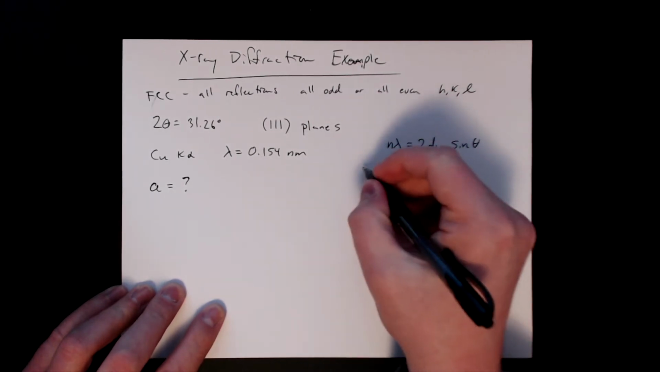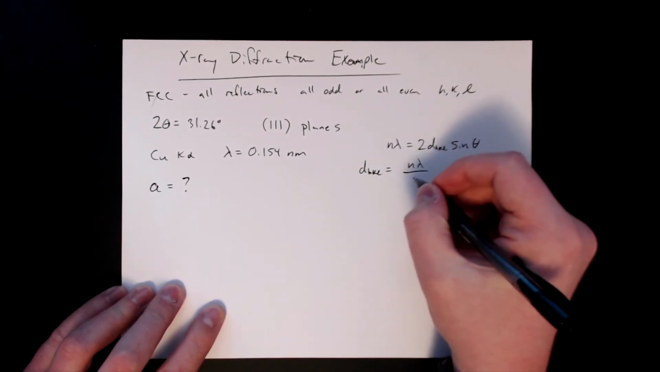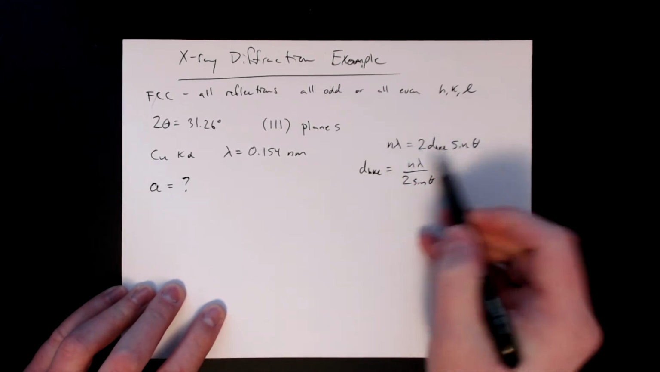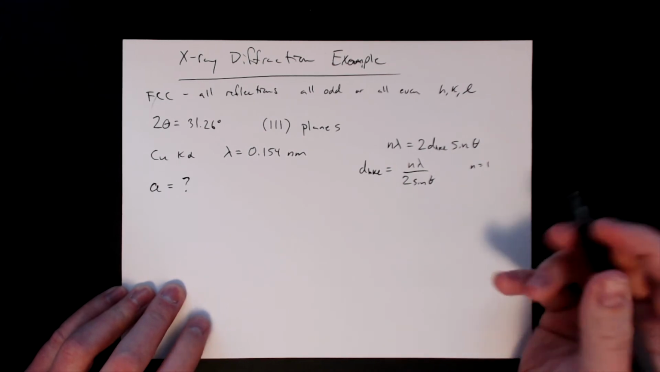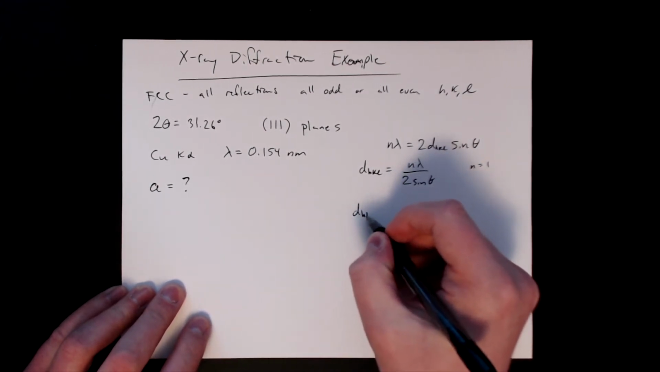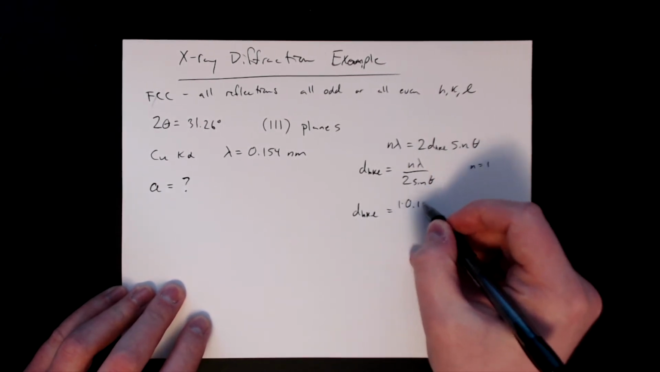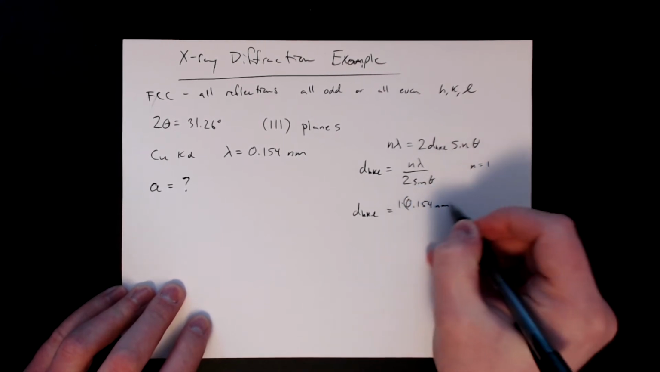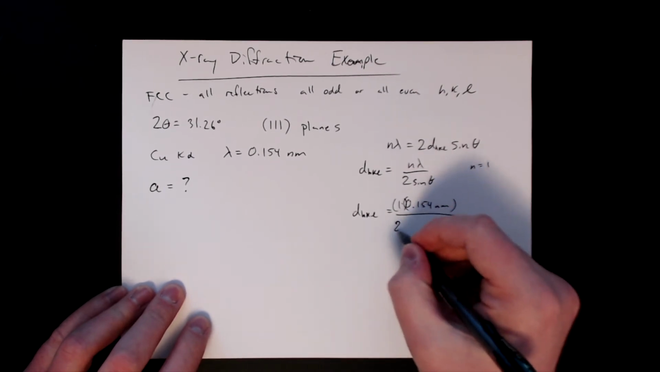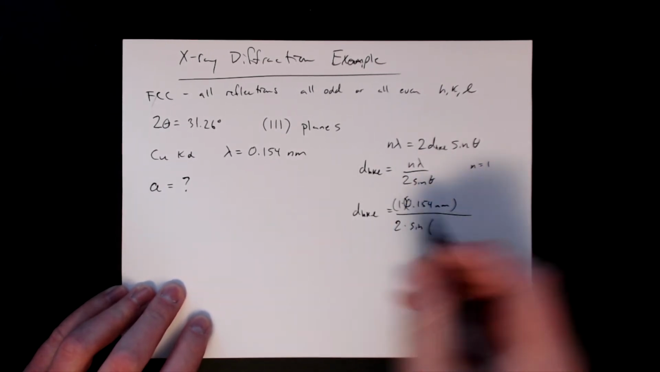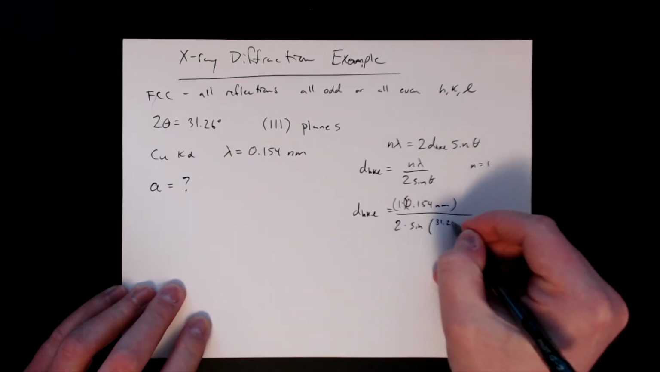So if I solve for that, this will be n lambda over 2 sine theta. I just rearranged this expression. We know n equals 1, right? First order reflections. And so what we want to plug in here then is the wavelength. So 1 times 0.154 nanometers. And then on the bottom, we've got 2 sine theta. But the angle over here was actually 2 theta, so we actually have to divide that by 2, right?